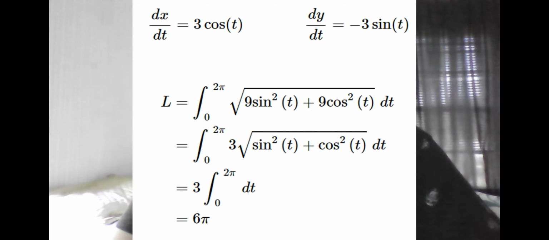We see that 3 factors out, because the square root of 9 is a common term, and the square root of 9 is 3. And we know sine squared plus cosine squared is 1, and so the square root of 1 is 1. In conclusion, the integral from 0 to 2 pi of 1 times 3 is 6 pi minus 0 is 6 pi, so that is our final answer for the arc length.